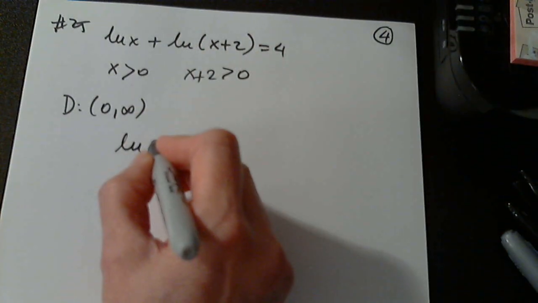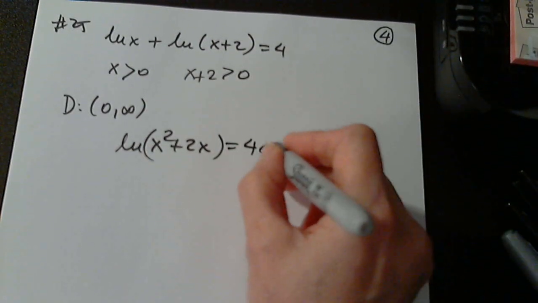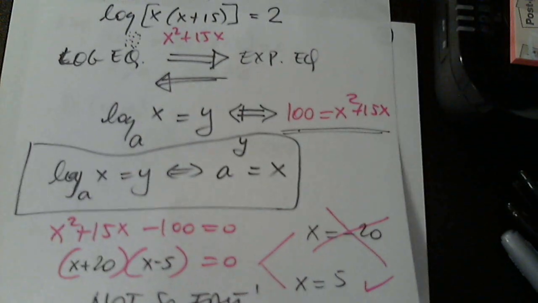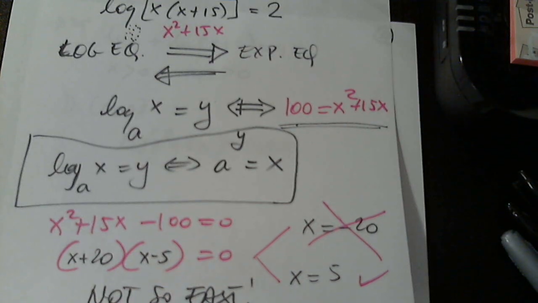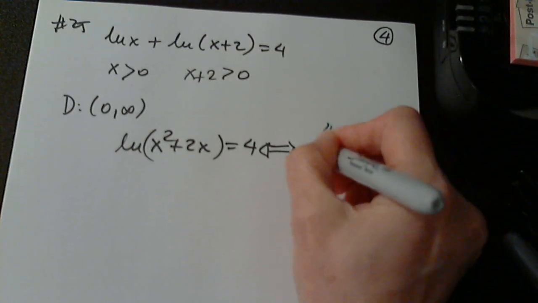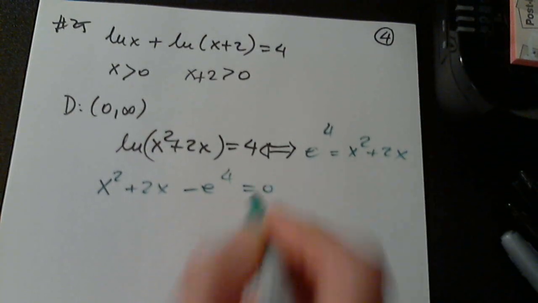You're going to tell me exactly the same thing. x squared plus 2x equals 4. Can anyone give us the equivalent exponential form? Exactly how we stated it before. Nothing different, just the base is different. e to the 4th equals x squared plus 2x. Yes. So we have x squared plus 2x minus e to the 4th equals 0.